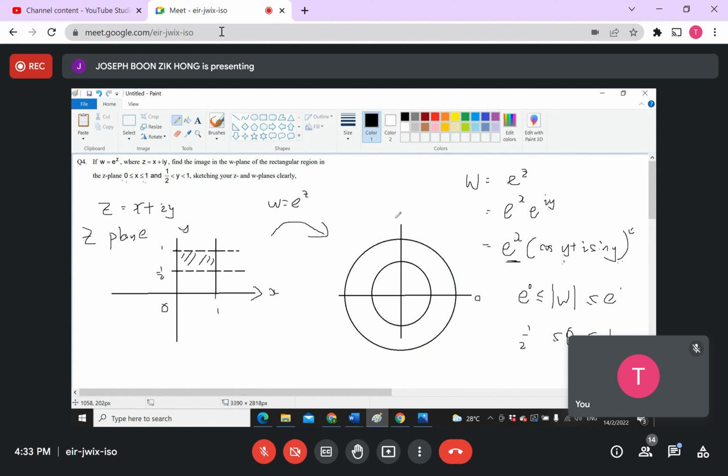Half and 1, this is 0, this is pi over 2. Pi over 2, I get 1.57, so it's between 0.5 and 1, so it's something around here. So this one will be your region, which is represented by w equal to e^z. Have a look, try to understand.